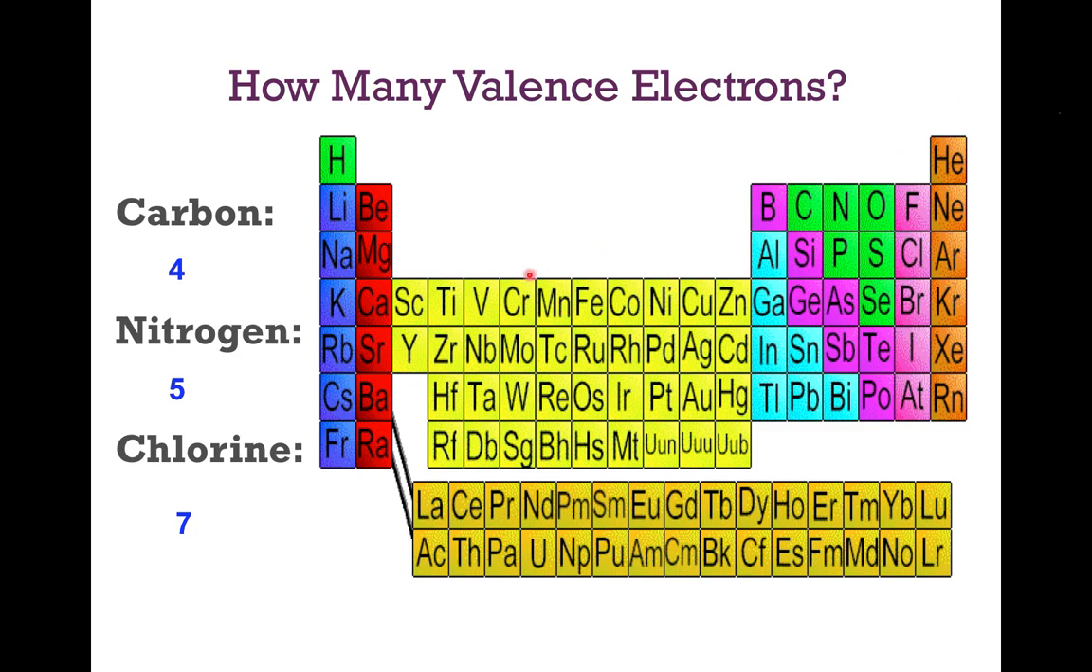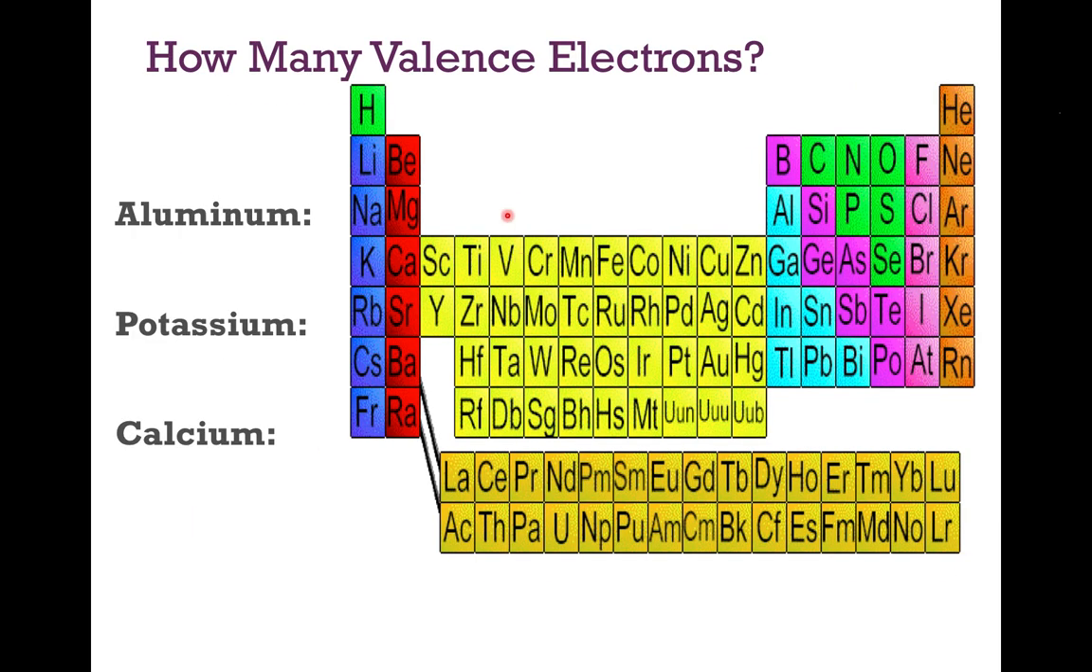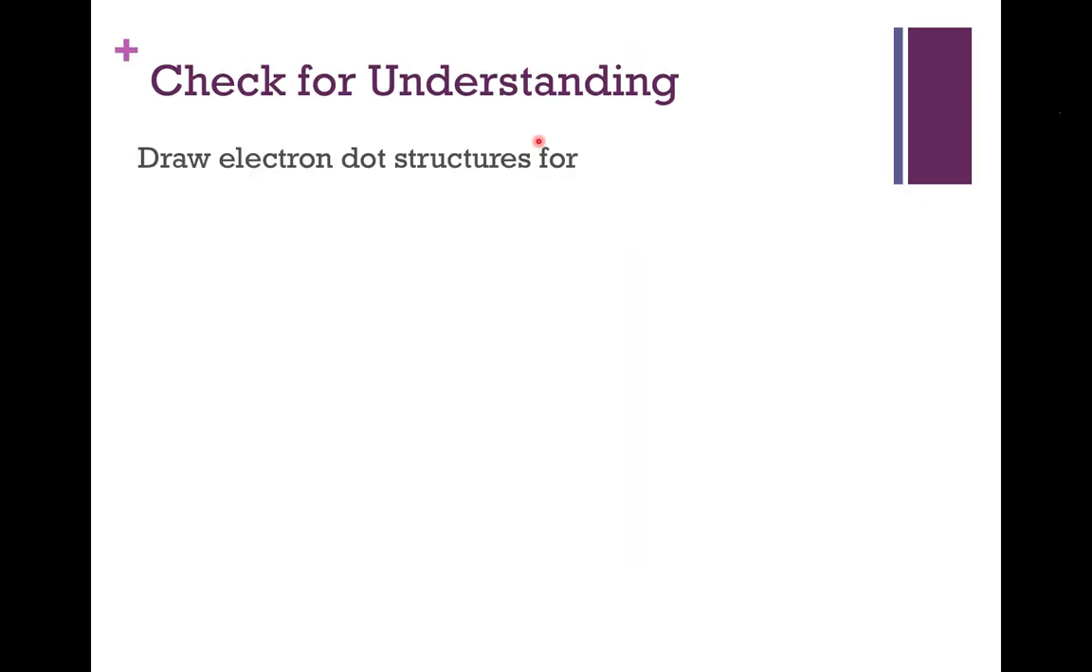If you ever get asked, the transition metals vary. They always have at least two, all of them. Aluminum has 3 valence electrons, because it's right over here. Potassium is right here, so it has 1 valence electron, and calcium has 2. You should be responsible for that to understand your valence electrons.